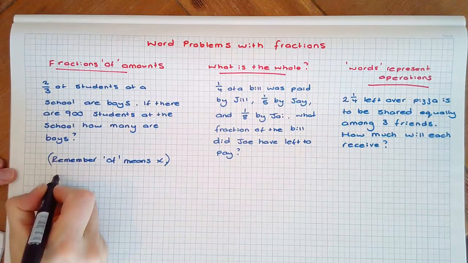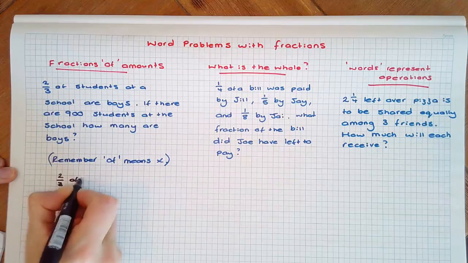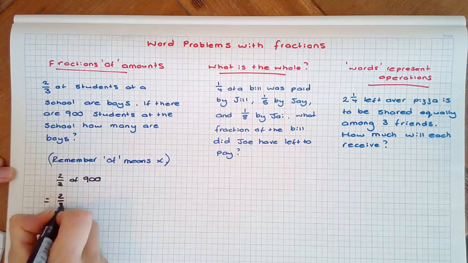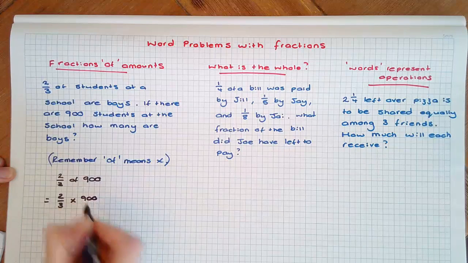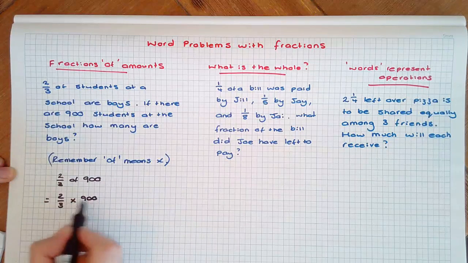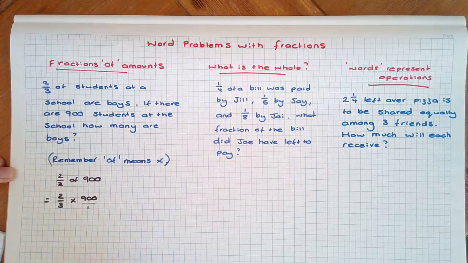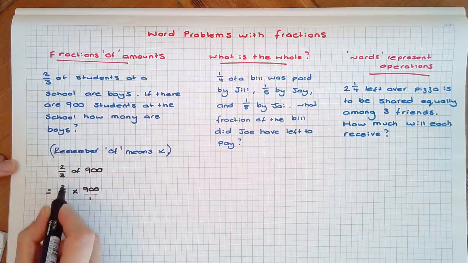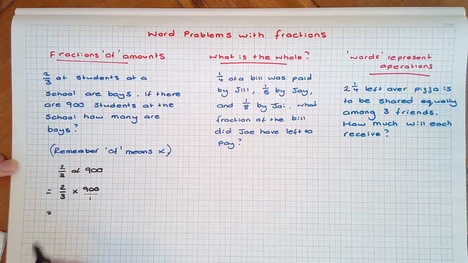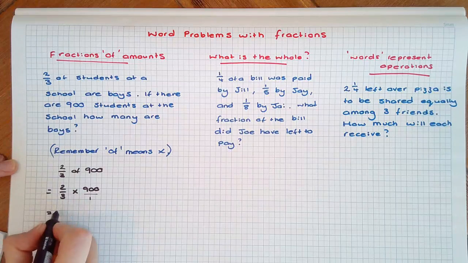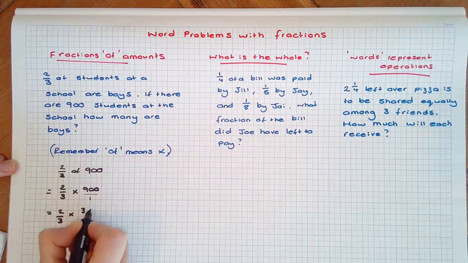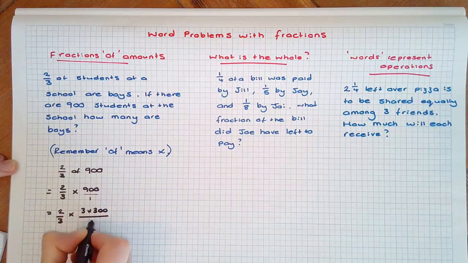That is, 2/3 of 900 students is the same as writing 2/3 times 900. When we multiply by a whole number, we can put the whole number as a fraction over 1. Now, rather than multiplying 2 times 900, we might like to break it up so we can cancel a denominator. That is 2/3 times, let's write it as 3 times 300 just to make it simpler for ourselves.